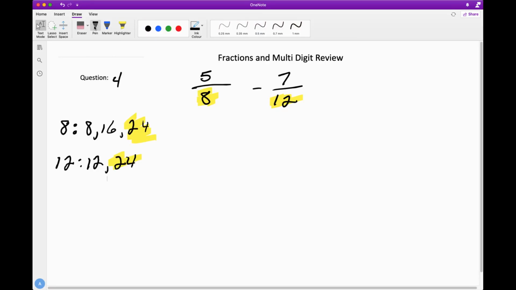If you use a larger number, that's fine. It's not the end of the world. You'll still be able to get it right. The difference is you're going to have to simplify at the end versus if you're using the least common multiple.